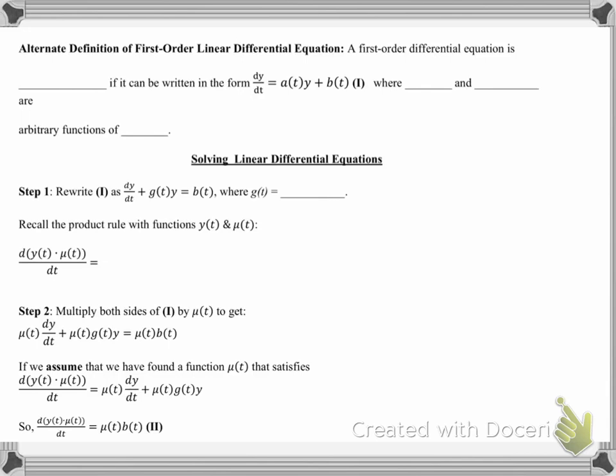And let me say this, you should definitely define the terms on the first page. Do that first, and once you do that, you will see how they define linear, and I'm going to define it in an alternative way that I think helps when you solve the linear equation. So the alternative definition of first order linear differential equation: a first order differential equation is linear if it can be written in the form dy over dt equals a of t times y plus b of t, where a of t and b of t are arbitrary functions of t.